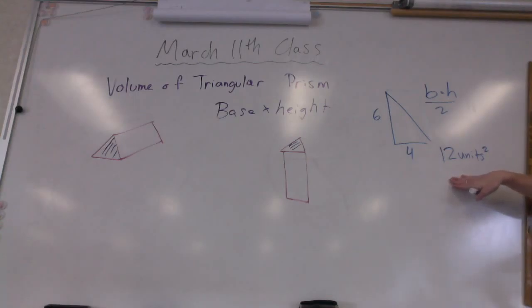Wait, why is it units squared? Well, the units are squared because this is a 2-dimensional shape. Oh, okay. So if you're finding area, the units are squared. If you're finding volume, the units are cubed because it's a 3-dimensional shape.